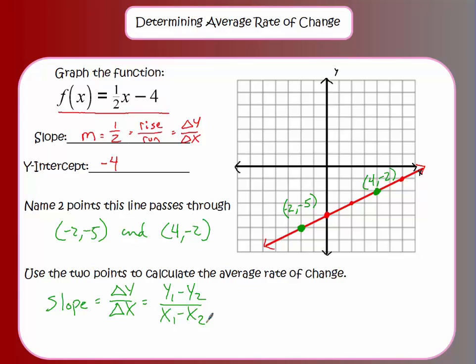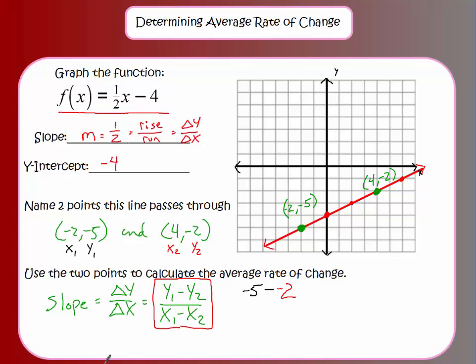Okay, let's go up to the top here and label these points. Let's call this point point 1. Well, if this point is point 1, then that's my first x, and this is my first y. And if this point here is my second point, then let's call this one x2 and this one y2. So now all I need to do is substitute these values into this formula, the change in y's over the change in x's. Okay, so if I start with y1 is -5. And I need to subtract y2, and y2 is -2.